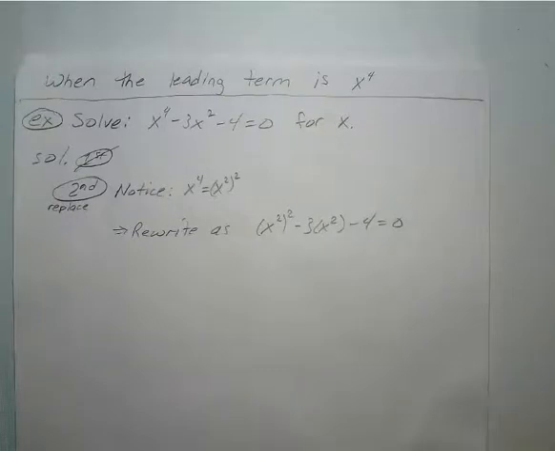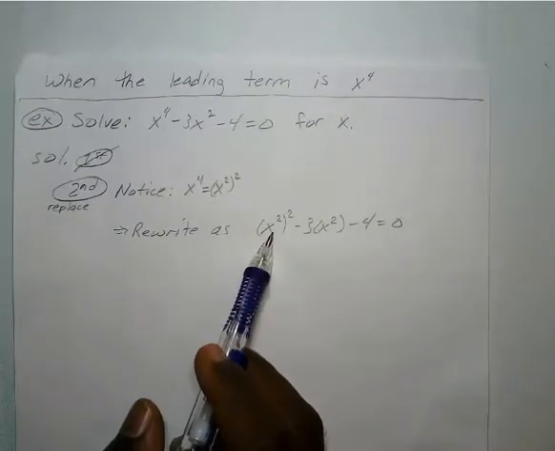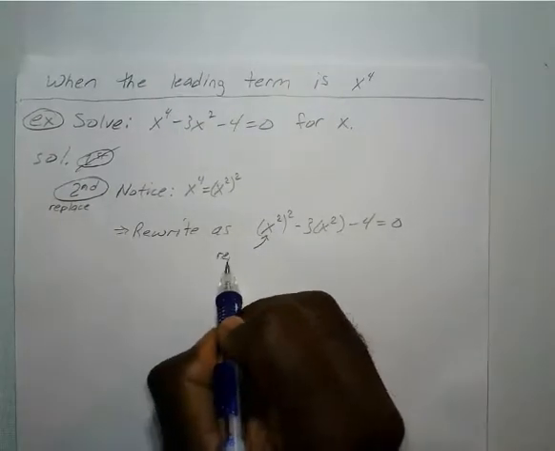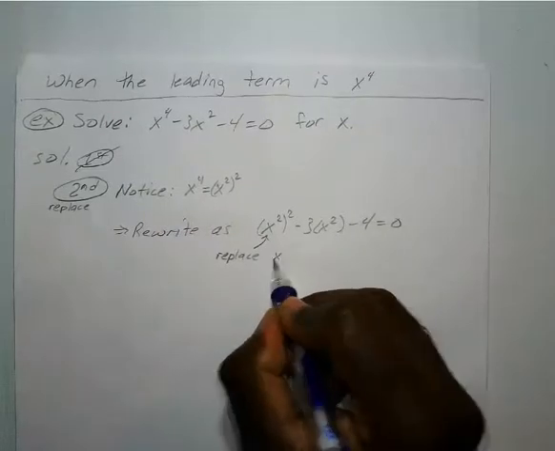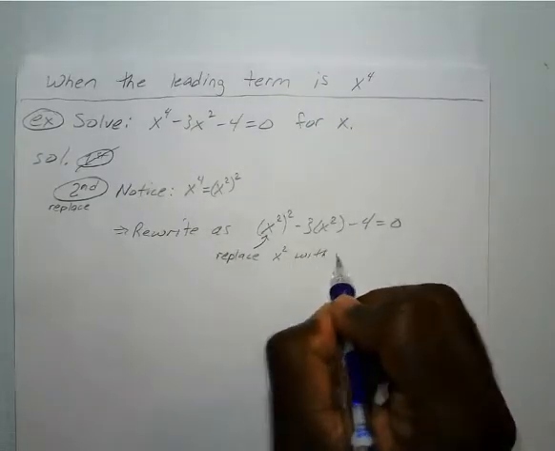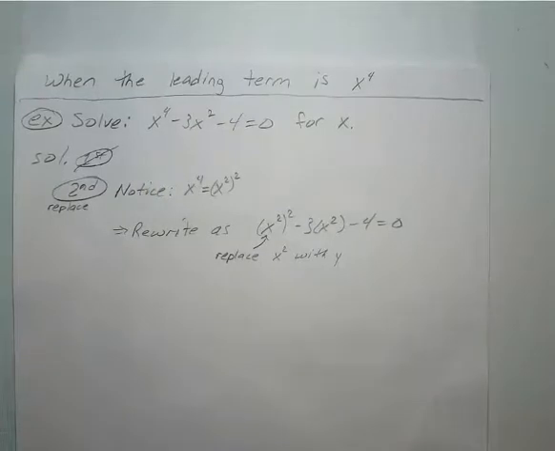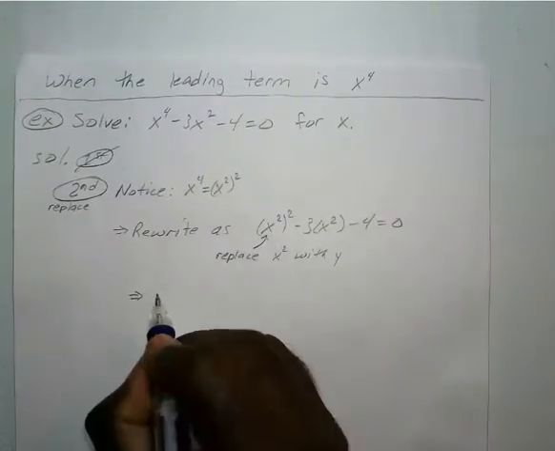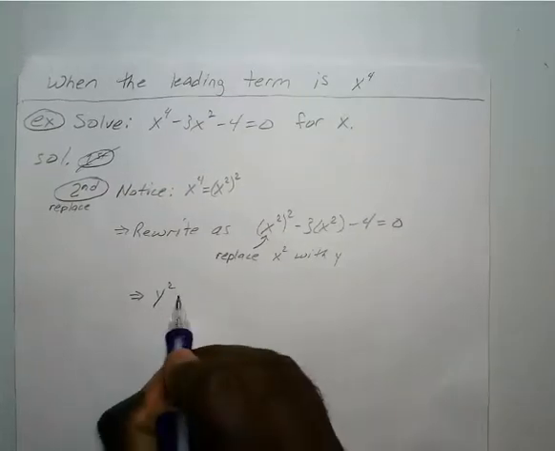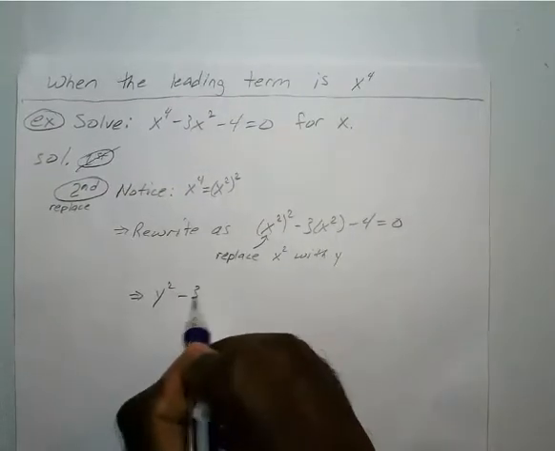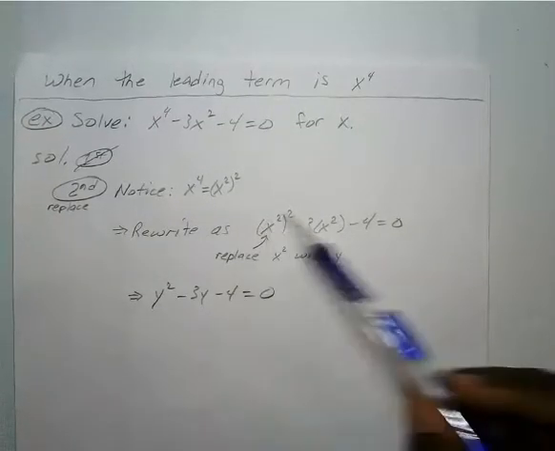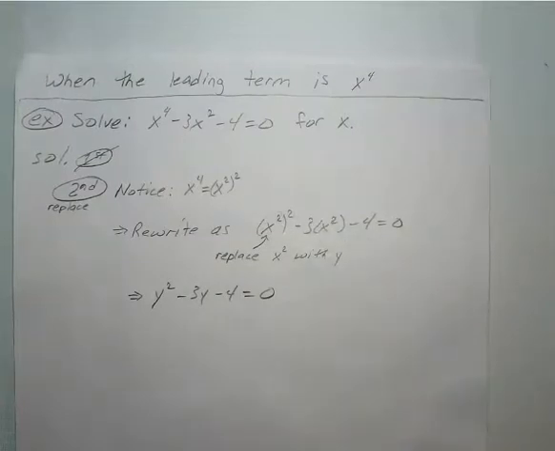Now once we've done that, we're going to replace the x squared with y. You can pick y, u, r, any variable you want. I just pick y to keep it simple. So instead of x squared squared, that gives us y squared minus, instead of 3x squared, 3y, minus 4 equals 0. Everywhere there was an x squared, we replaced it with y.